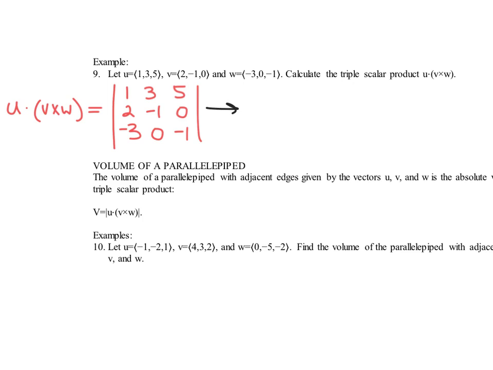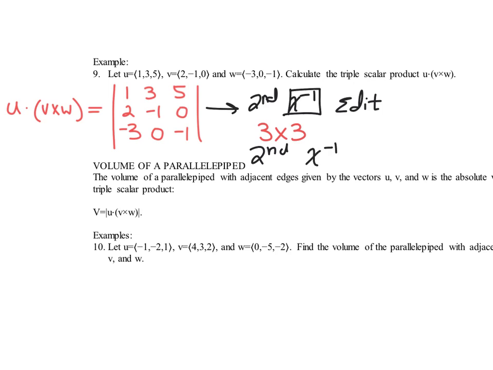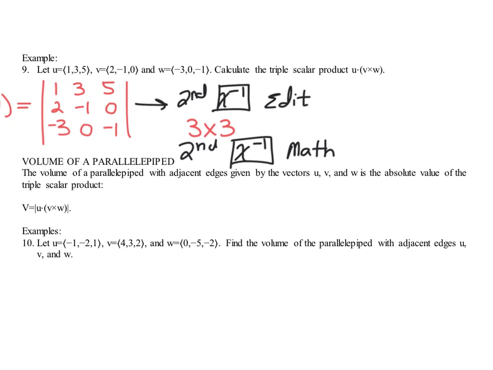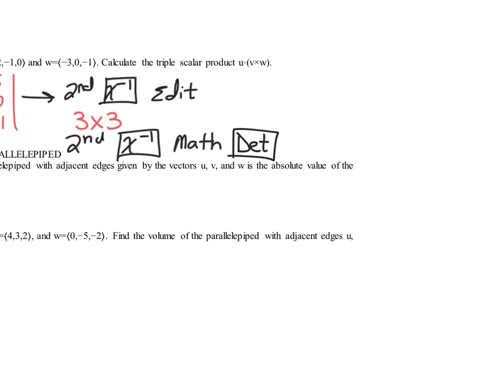So you're going to go to second. You're going to hit that x-1 key and go to edit. You're going to make a 3x3 matrix. Then you're going to go back into the menu. Not edit anymore. You're going to go to math and find the one that says determinant. First one, DET, right? Yep. All right, so in your home screen, it should say DET of matrix A. All right.